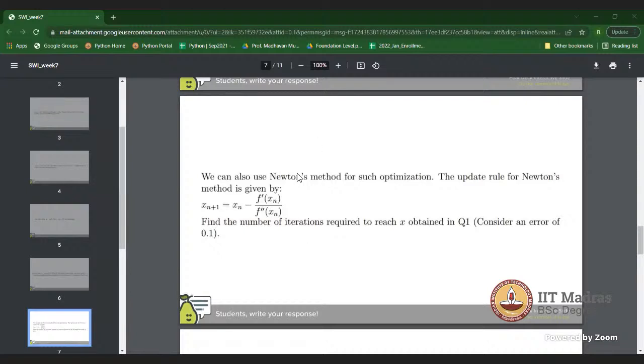Do you want me to solve this? Yes, the first iteration at least. Okay, so I'll just show this for the first iteration.